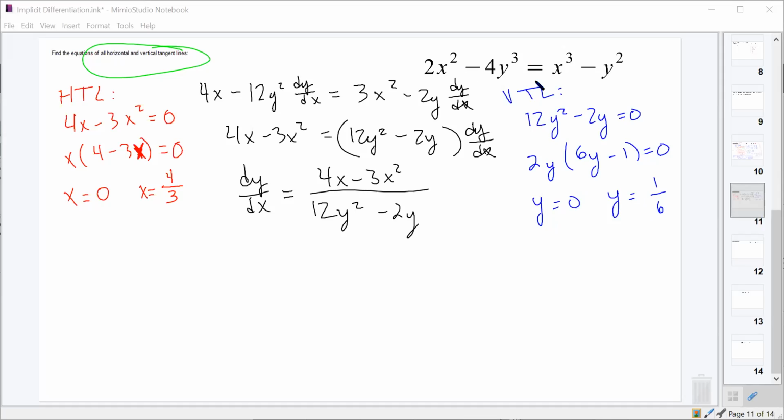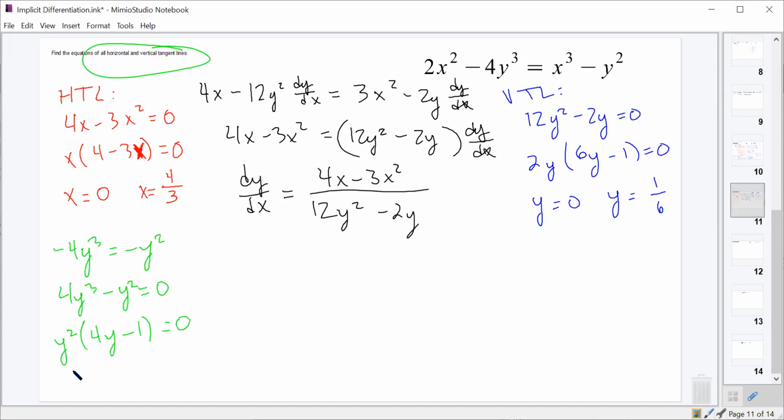So let's start with plugging in 0. Plugging 0 for x, what is that going to give me? Negative 4y cubed equals negative y squared, or 4y cubed minus y squared equals 0, or y squared times 4y minus 1 equals 0. Or y equals 0, y equals 1/4. Everybody agree with those? Yep.